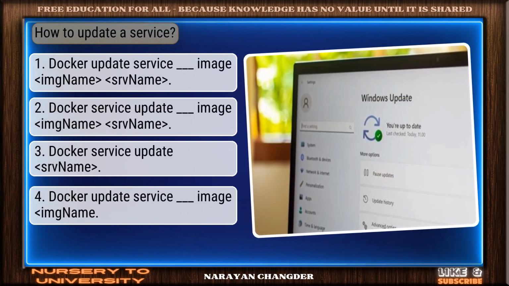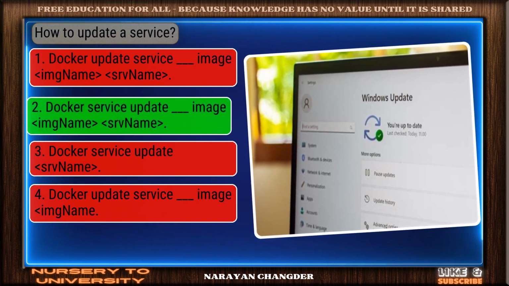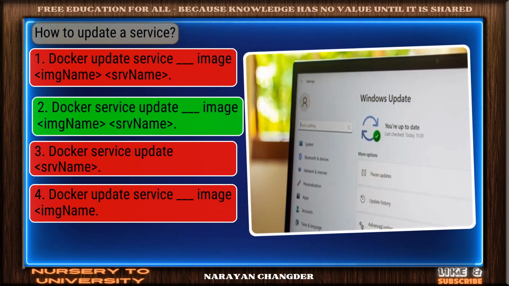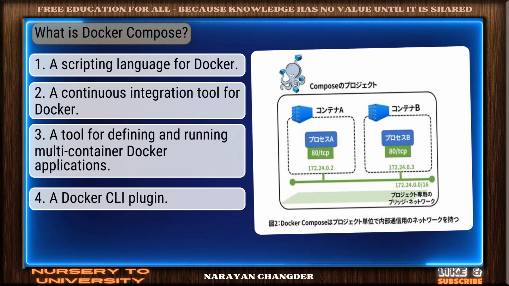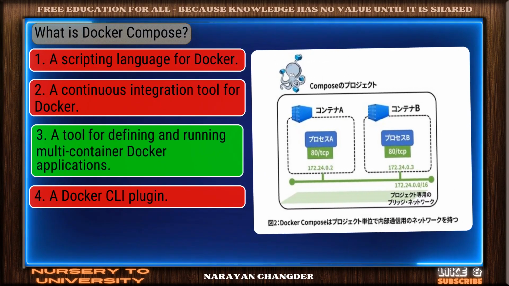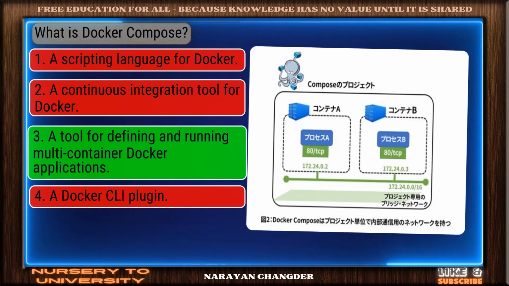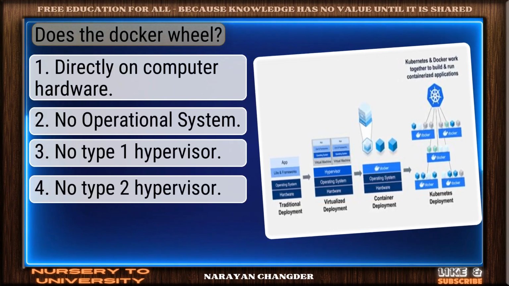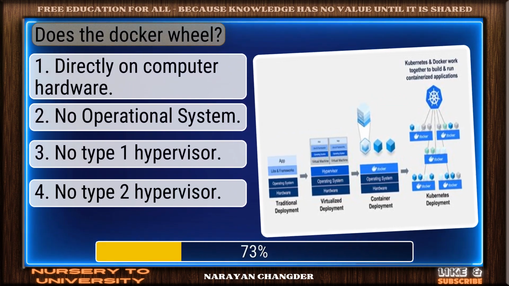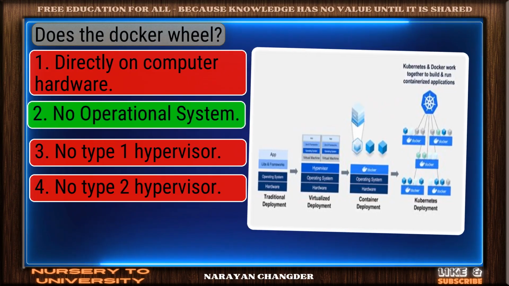Question number 63. How to update a service? You got it. Your choice, docker service update --image image name service name, is right. Question number 64. What is Docker Compose? Solid response. A tool for defining and running multi-container Docker applications is a valid choice. Question number 65. Does the Docker wheel? Well reasoned. No operational system is the correct choice.